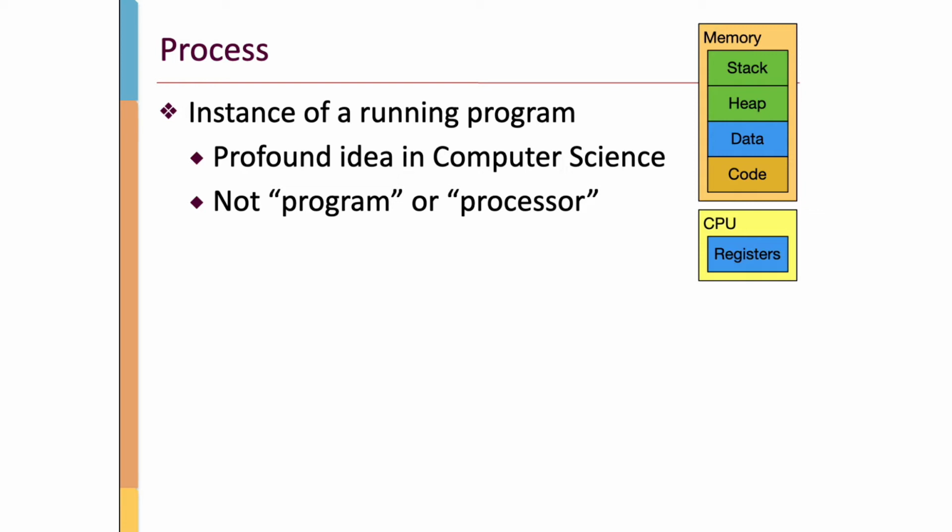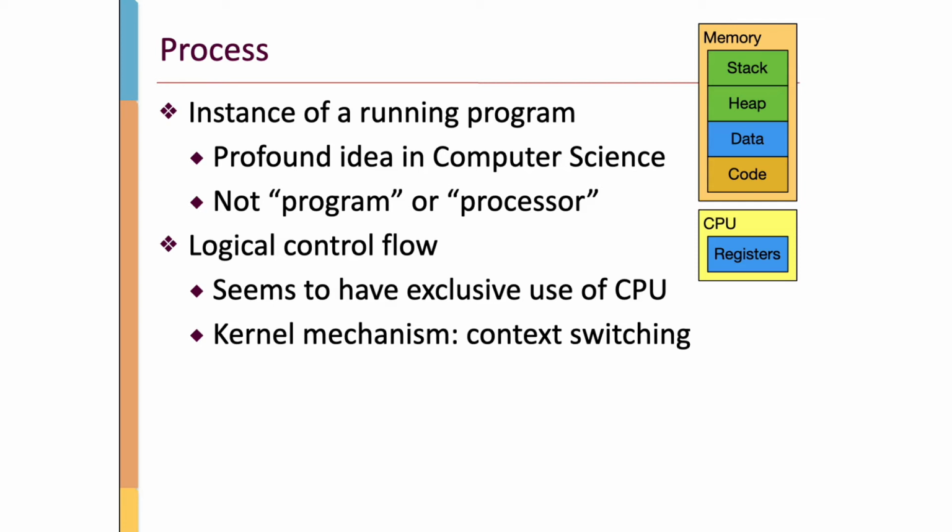Again, just to cement this idea in your thinking, a process is an instance of a running program. The program itself is just this inert thing that's out on disk someplace. It's going to be loaded into memory where it's going to become a process. So this is a very important idea in computer science, and it's important to keep our terminology straight here. We're not talking about a program, that's the inert thing on disk, or a processor, which is the CPU that's going to execute the process, but the process itself is a unique individual thing all on its own.